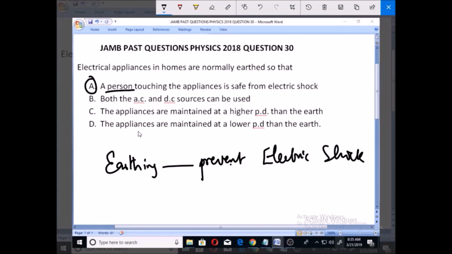You don't earth because the appliances are maintained at a higher potential difference than the earth. And you don't earth because the appliances are maintained at a lower potential difference than the earth. The sole reason for earthing is so that a person touching the appliances is safe from electric shock. So earthing prevents electric shock. It's a special thing that you do in electrical wiring in order to prevent electric shock, and that makes A the answer to this problem.